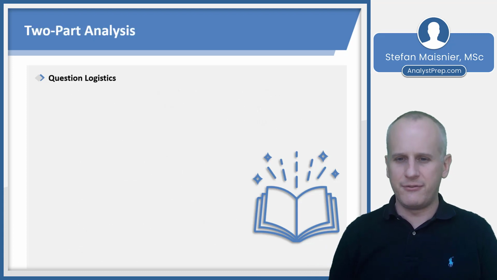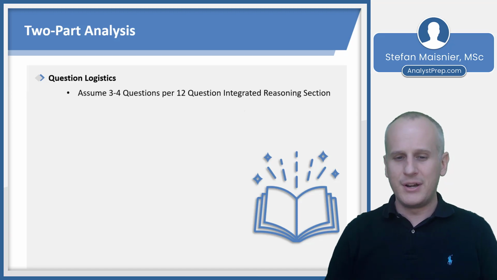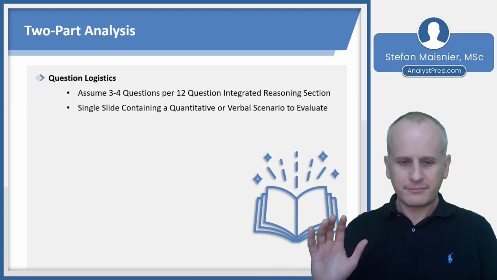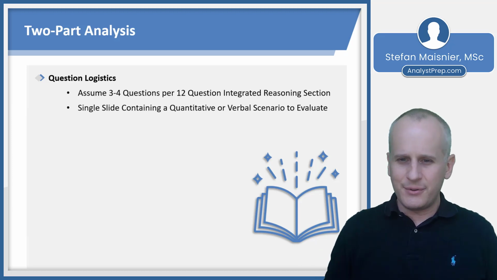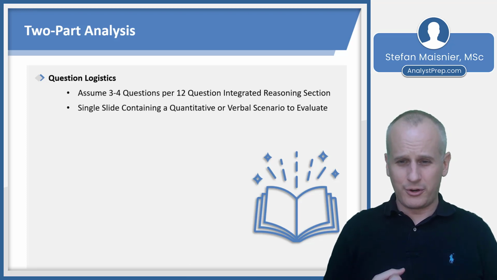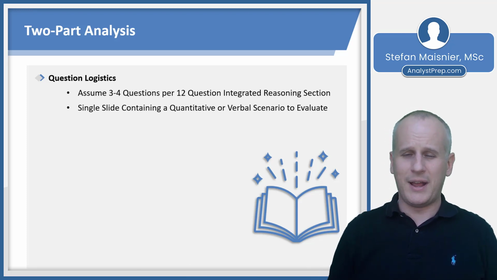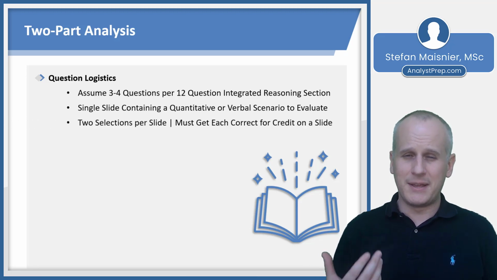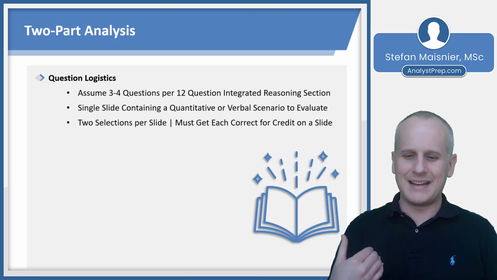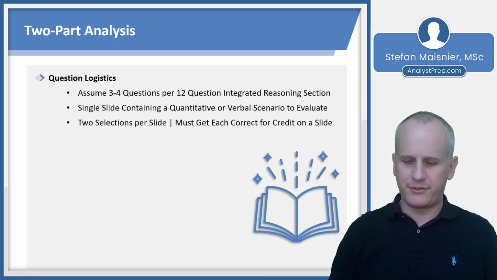And our last of the 4 question types that you'll encounter on this section are the 2-part analysis. You're going to assume 3 to 4 questions are going to be 2-part analysis, 1 to 2 per half in the 12 question integrated reasoning section. And you're going to have a single slide containing a quantitative or verbal scenario to evaluate. So it's always going to be some sort of problem solving or critical reasoning, reading comprehension situation that you have to address with a 2-part analysis. And you're always going to have 2 selections that you have to make for the slide, hence the name 2-part analysis, and you have to get each part correct to get credit for the slide as always.